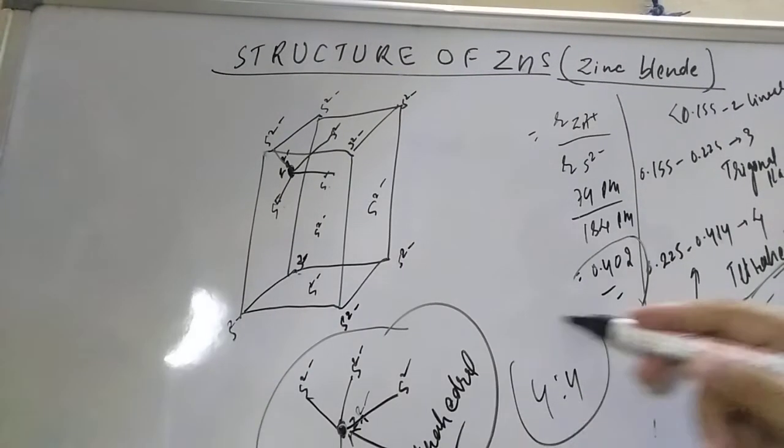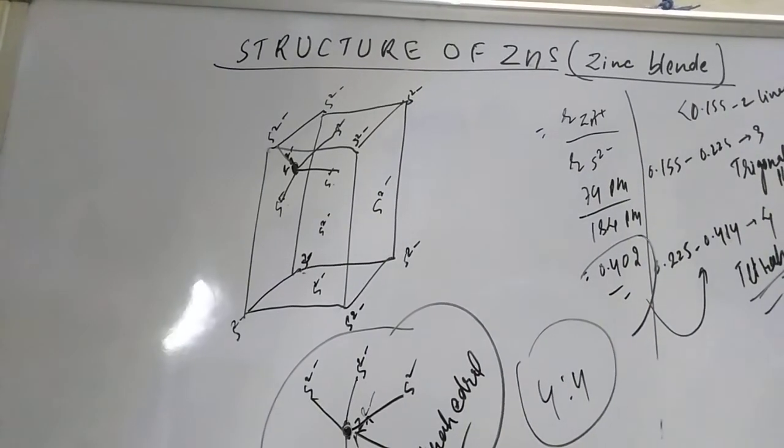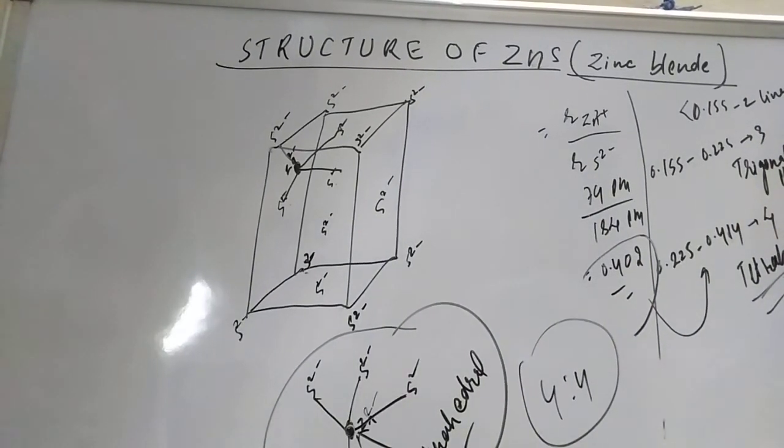The similar structure you will get for the S2- ion also. So each S2- ion is surrounded by 4 Zn2+ ions, and each Zn2+ ion is surrounded by 4 S2- ions, and the structure will be tetrahedral.